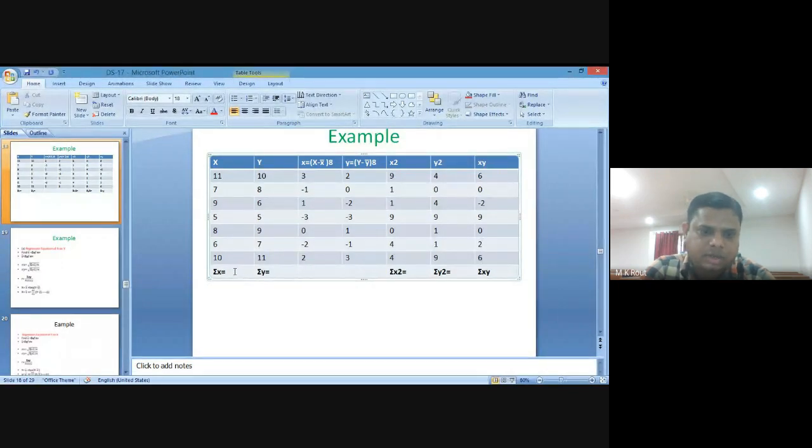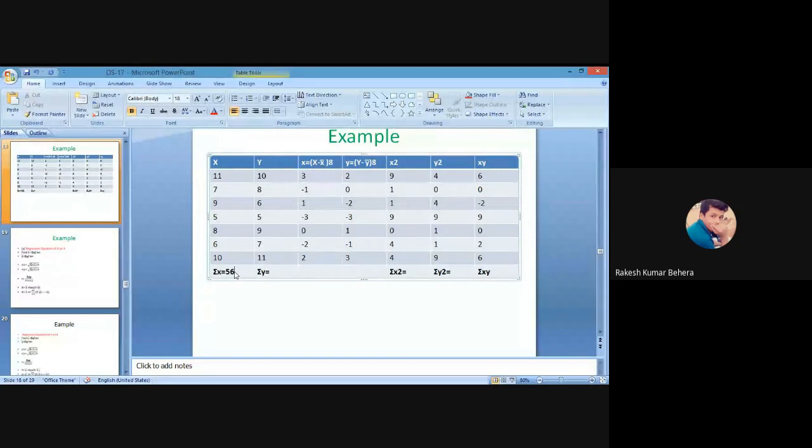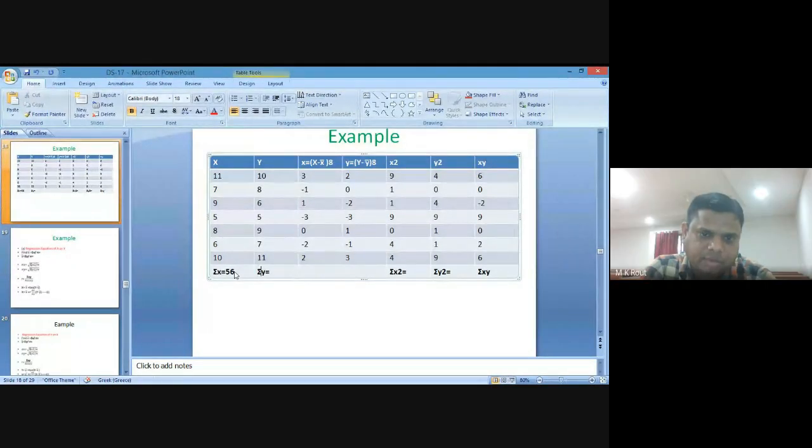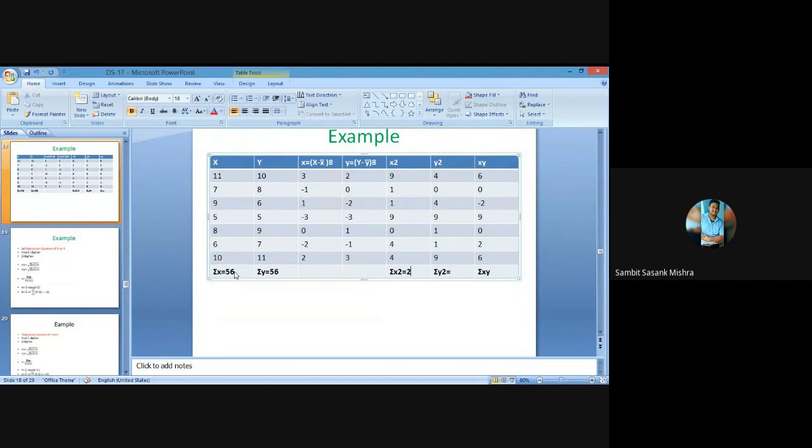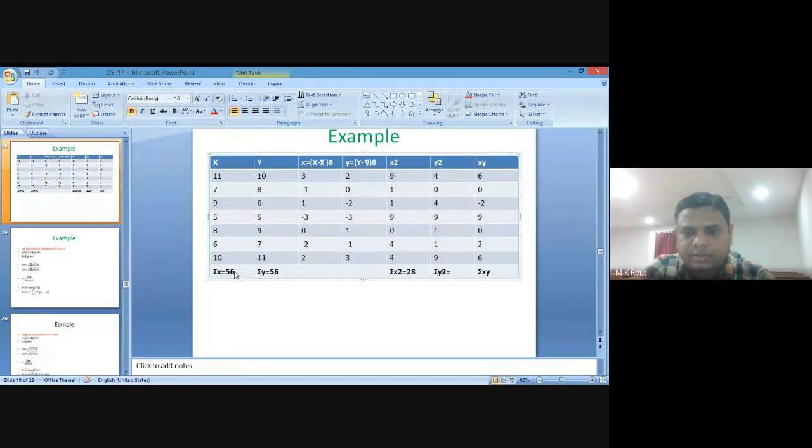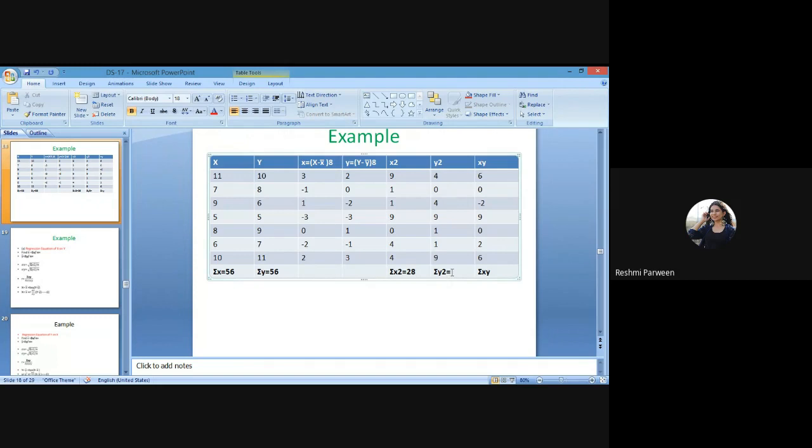So what is the summation of x here? 56. Next, the summation of y is also 56. Moving to the summation of x square, what is the value? 28. Summation of y square? 28. And summation of xy? 21 is the correct answer.